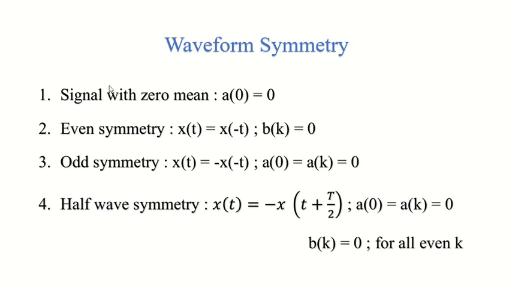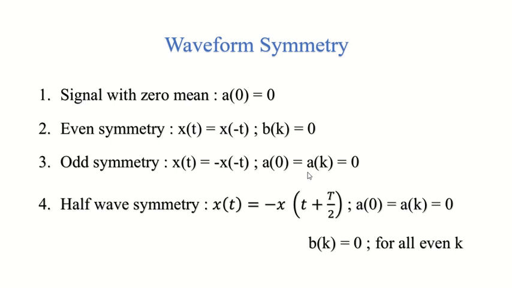Okay, one small correction. The value of a of k and a0 will be 0, not b of k. Previously I said the value of a0 and b of k will remain 0, and the value of a of k will remain as it is.